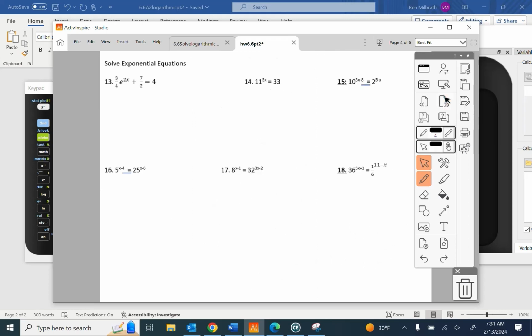All right. Looks like we got 3, 4 left to go. All right, solve the exponential equations. I noticed that for these two, there is no common base. So I'm going to ln both sides. I have the ln of 10 to the 3x minus 8 equal to ln of 2 to the 5 minus x. This guy goes out front. It's two things, remember to wrap.